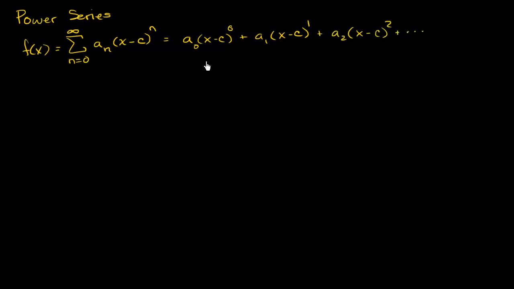Now, when you see this, you might say, well, look, don't our geometric series look like a special case of a power series if our common ratio was an x instead of an r, or if our common ratio was a variable, I guess I could say? And you would be right.